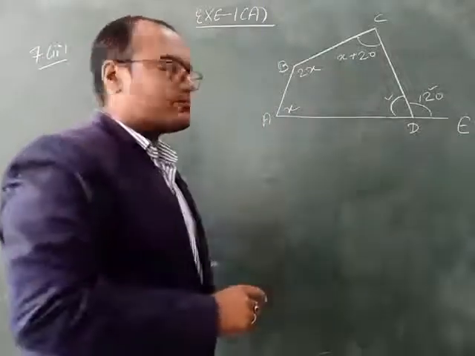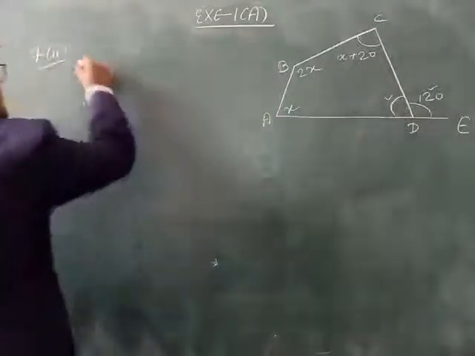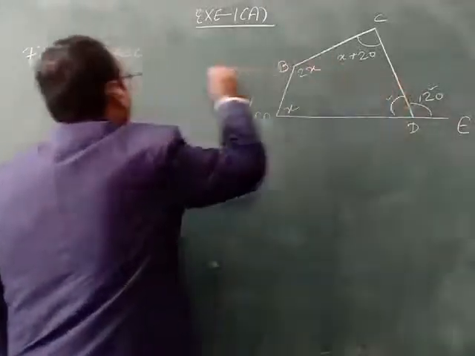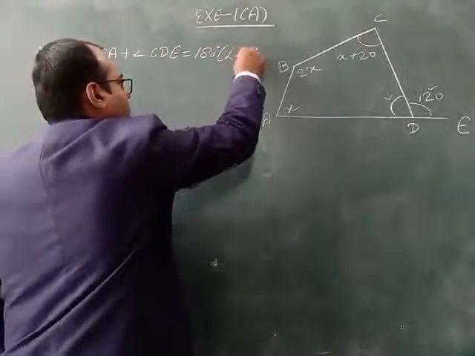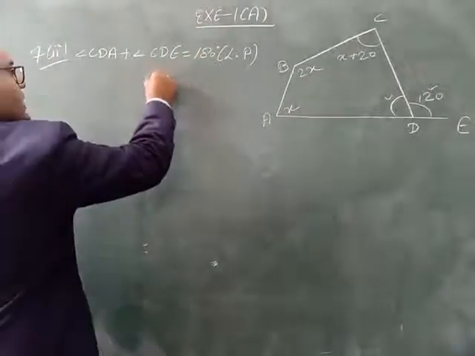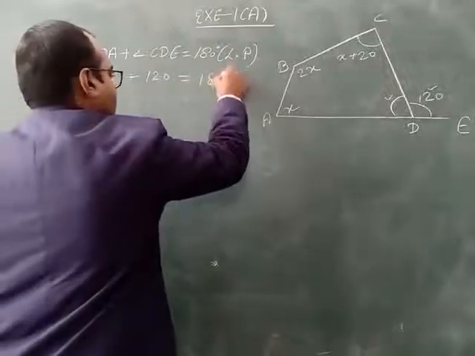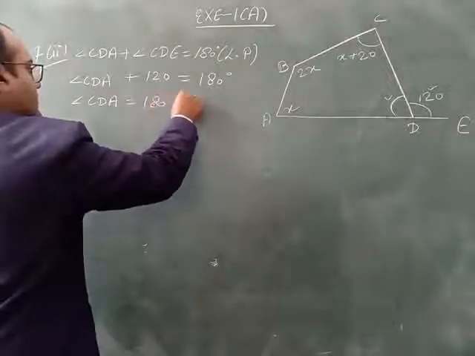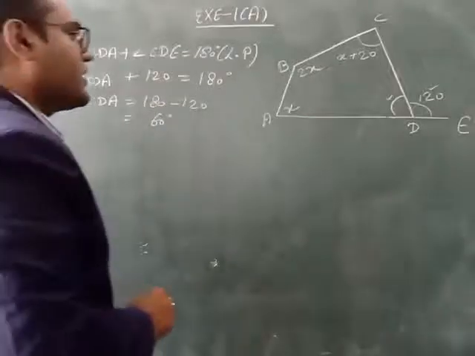We will use linear pair. The name of this angle is CDA. Angle CDA plus exterior angle CDE is equal to 180. We use linear pair here. Now CDE value is 120, so here we write 120. CDA we don't know, is equal to 180. On solving, CDA is equal to 180 minus 120. 60 degree is the answer of angle CDA.